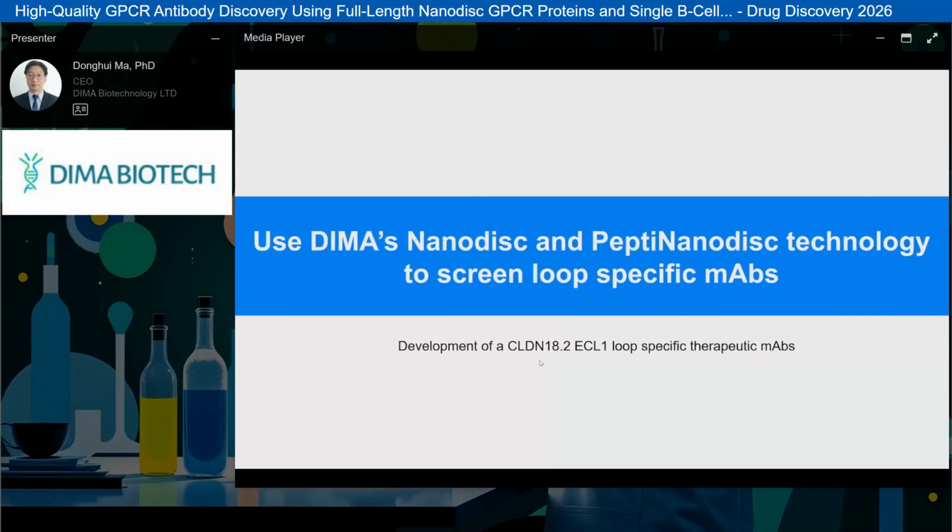In the first case, I will showcase how we utilize DMARS, second nanodisc, and peptide nanodisc technology to screen loop-specific monoclonal antibodies, in this case for ECL1, extracellular loop 1.